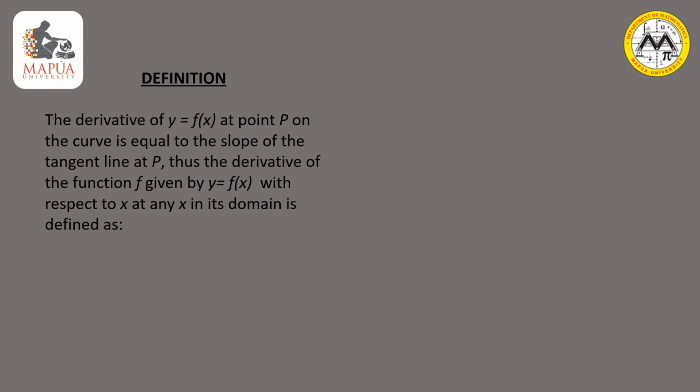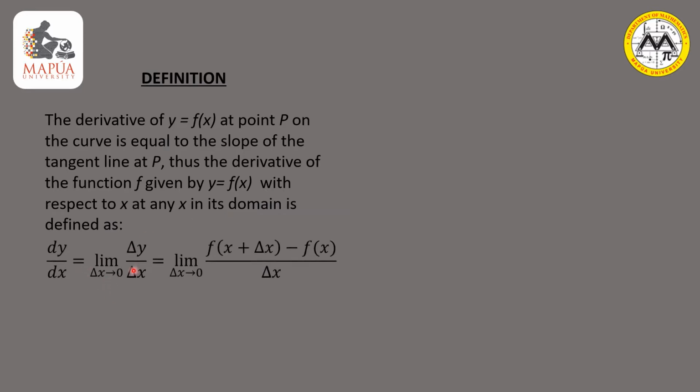The derivative of a function is given as follows. The derivative of y, the f function of x, at point P on the curve is equal to the slope of the tangent line at P. Thus, the derivative of the function f given by y equals f of x with respect to x at any x value in its domain is defined as follows.